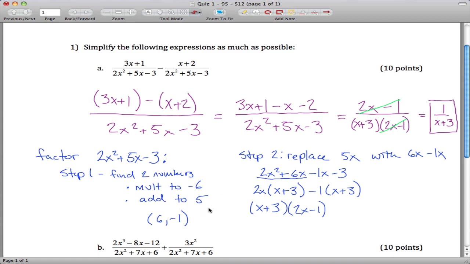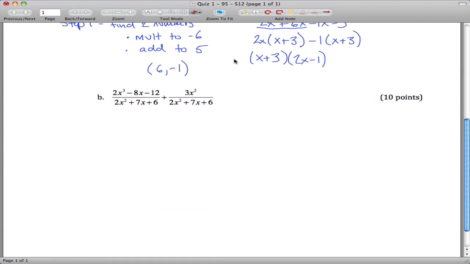All right, moving on to the second one, part B. Same idea. Here's a huge mess. Simplify it. Figure out what it's equal to. We have the same denominator again. So all we got to do is add the numerators. So 2x cubed plus 3x squared minus 8x minus 12. All I did was add this numerator and this numerator, and I'll put it all over my denominator of 2x squared plus 7x plus 6.